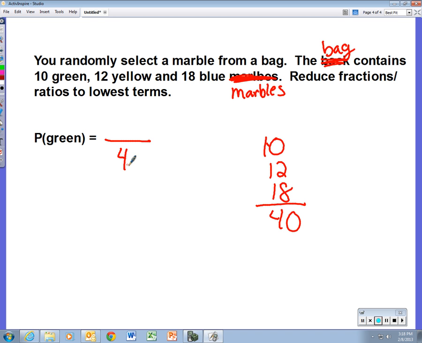Remember, with probability, the total always goes on the bottom. And how many of them are green? Well, 10. 10 out of 40 are green. Reduce that. That one you should be able to do in your head. 1/4. So the probability of picking a green marble is 1/4. And that's it.